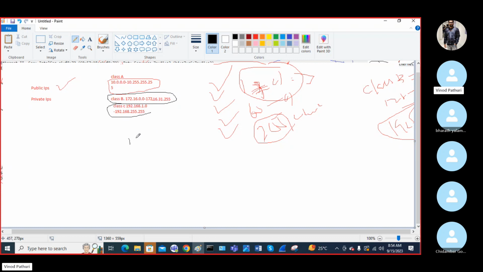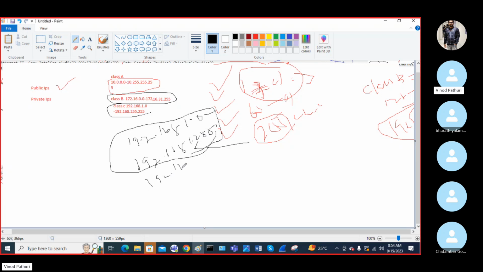192.168.1.0 to 192.168.1.255 is a single network. I can assign 250 hosts in a single network. If I want to assign more, once that one is filled up, I can move to 192.168.2.1, 2.2, and 2.255. So again I have 255.